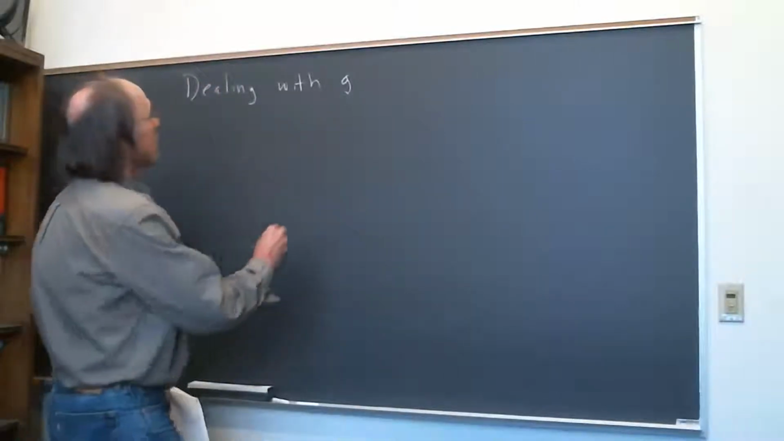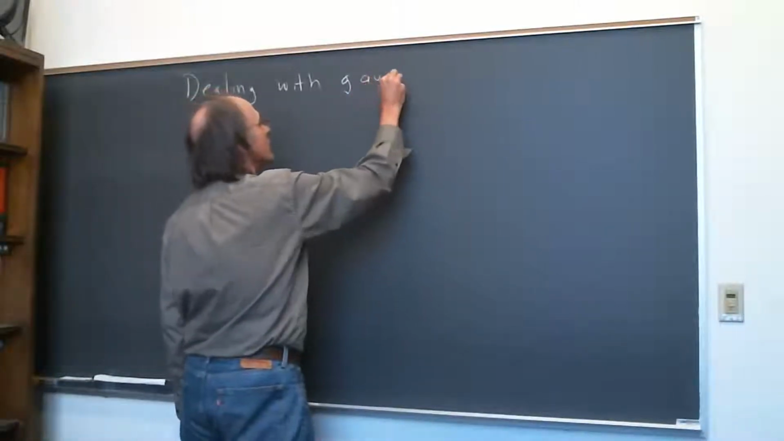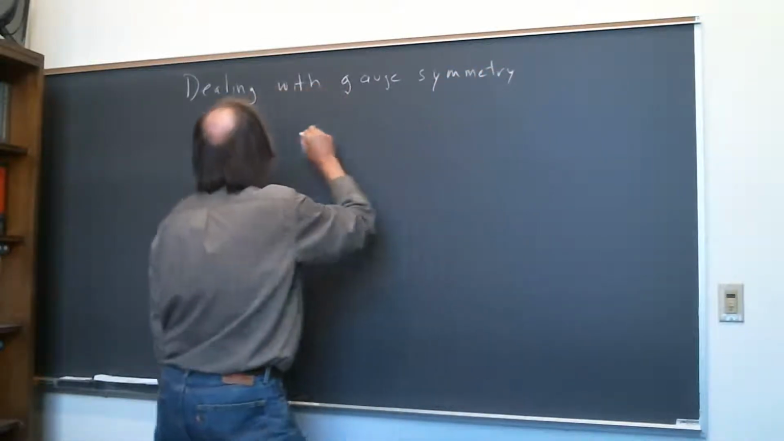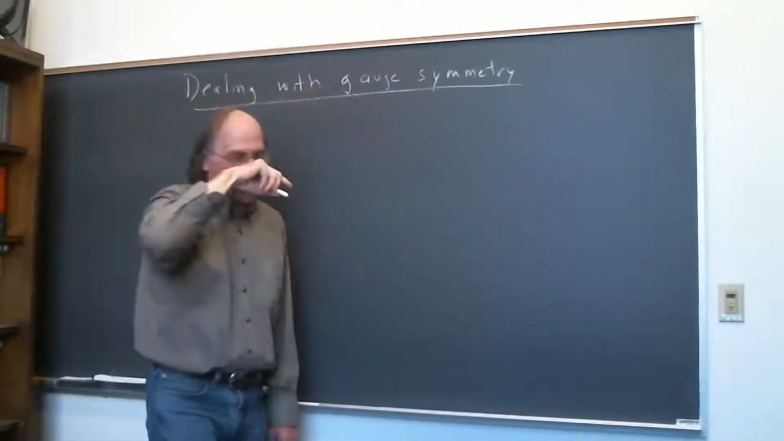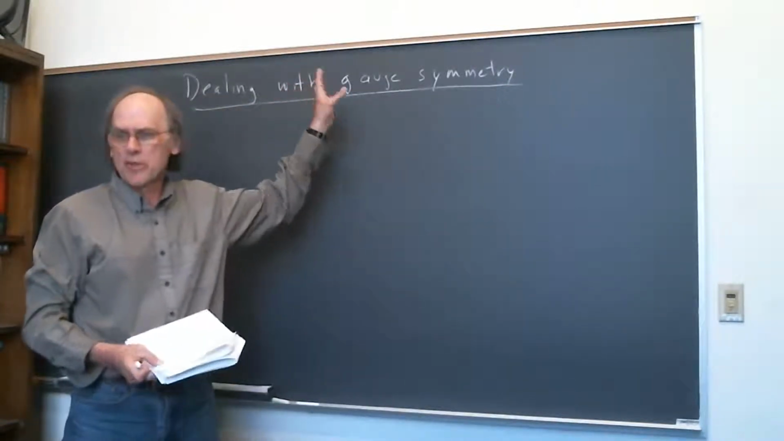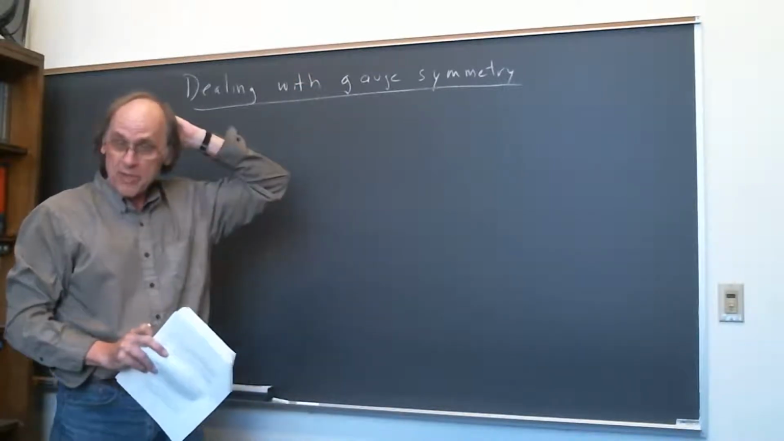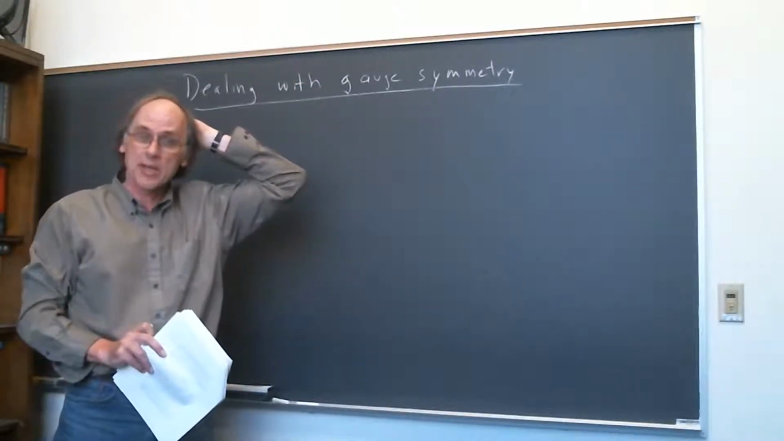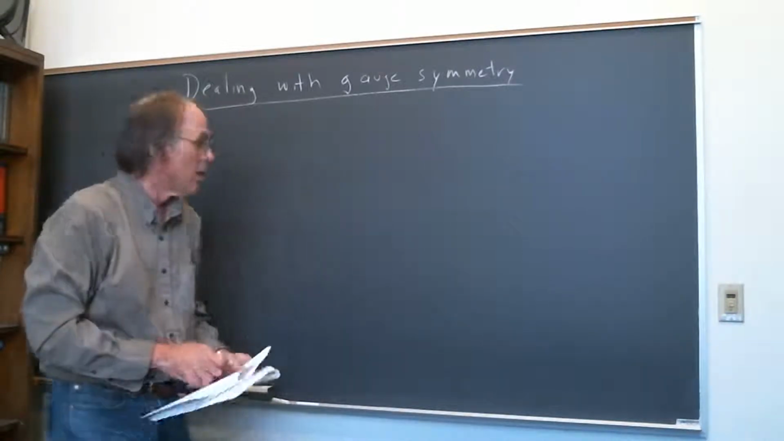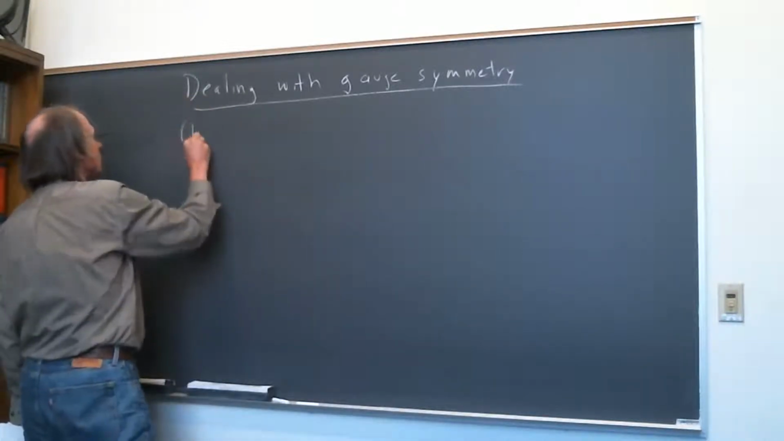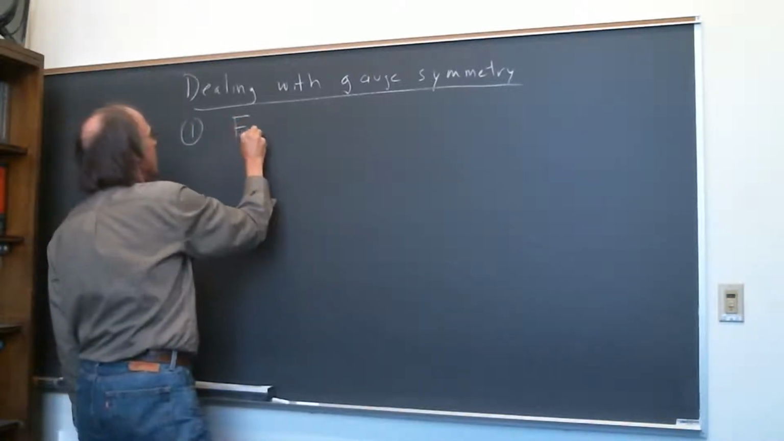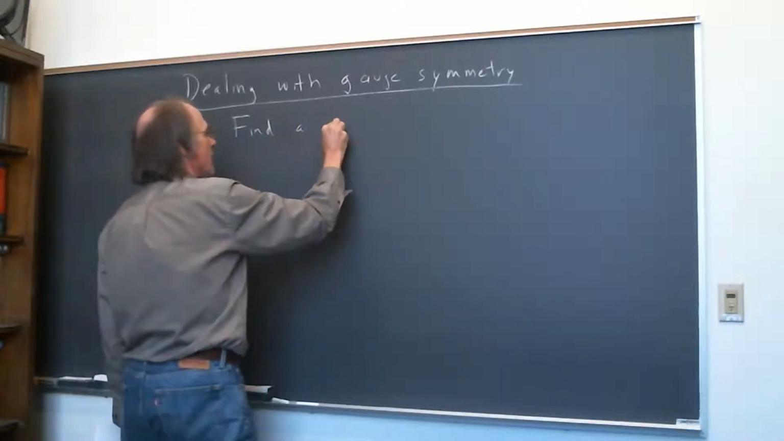So dealing with gauge symmetry, there are various ways of doing it. There's kind of a long story about possible ways, but in some sense you have to do something about this in order to apply the standard quantization methods that we want to use. So the first method would be to find a physical gauge.